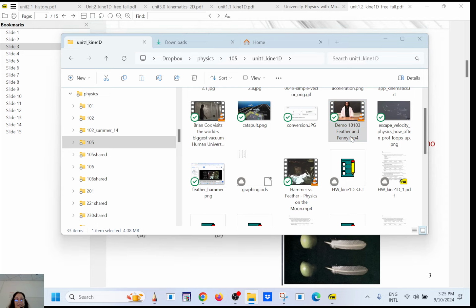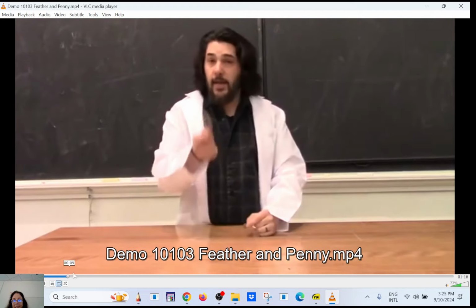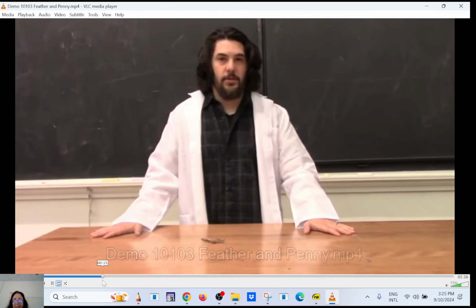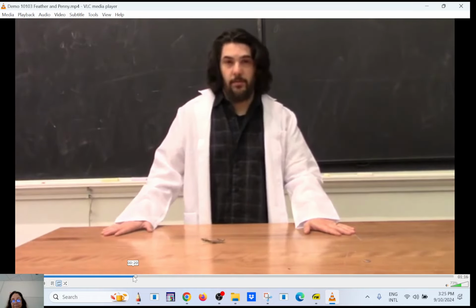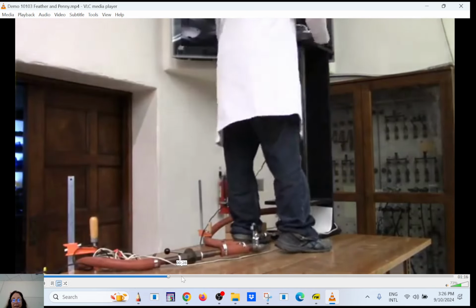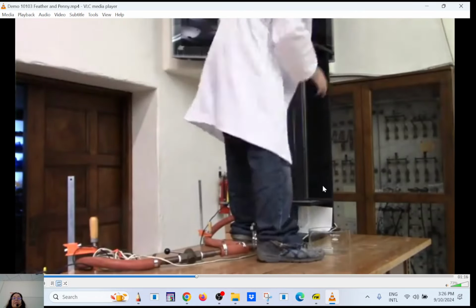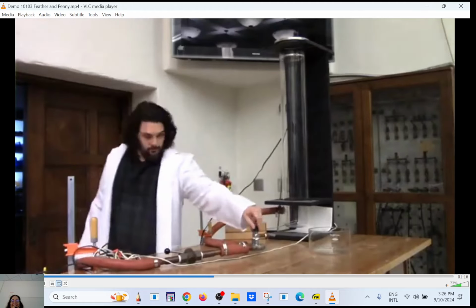So it's a very famous demo. I used to have one, but here I don't have one. So you have this chamber here, and you're gonna pump the air out, and you have a penny and a feather. Of course, in the atmosphere, the penny will come first and the feather second because of air resistance. So he's taking the air out. So you understand why we don't do demo in class? It takes forever.